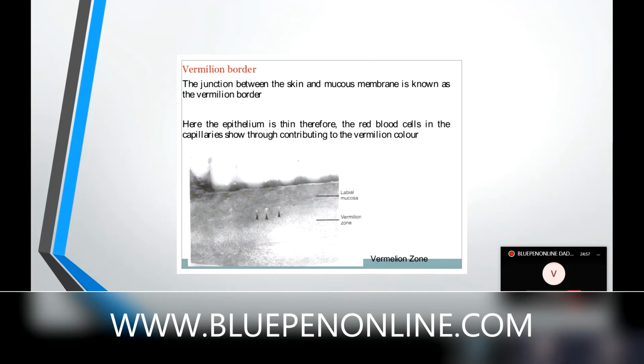Ma'am, can you repeat this? I didn't understand. See, outside on the face you have skin. Inside the mouth you have oral mucosa. From inside to outside, that connection, the joint, is the corner of the lip. That junction is called vermilion border. Because it has more red blood cells, that is how it contributes to vermilion color. That is the lip's color, red color. Clear?